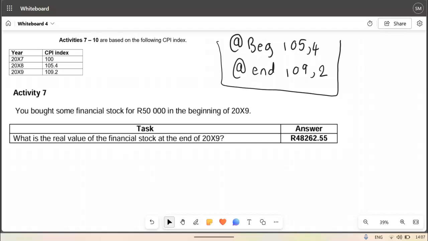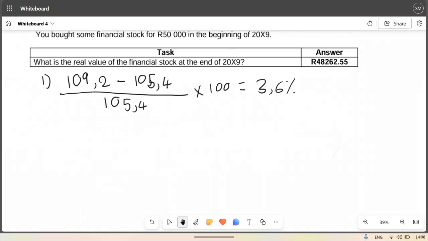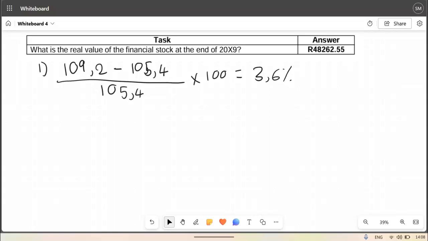So step number 1 of this calculation requires us to calculate the inflation rate, which is going to be our new CPI minus our old CPI, divided by our old CPI, and we multiply everything by 100. So the answer we're going to get here is 3.6%. It's rounded off to the nearest one decimal, right? So we then go to step number 2.